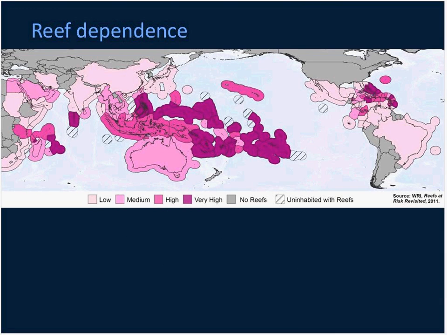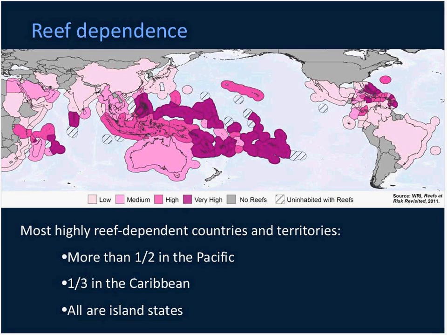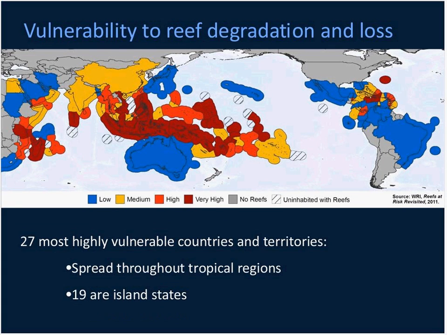By combining reef dependence with the threats and the vulnerability, we come up with this map of the most highly reef-dependent countries and territories. Half of them are Pacific, but also another in the Caribbean, and really this incredible concentration on the island states who have reliance on the reefs and often have nowhere else to go, nowhere to turn.